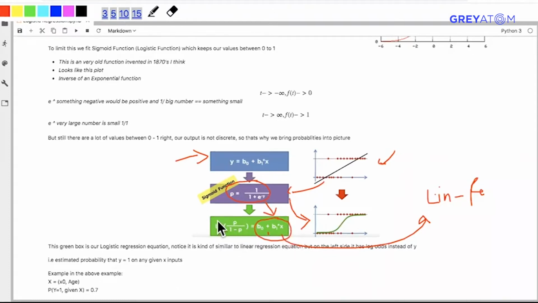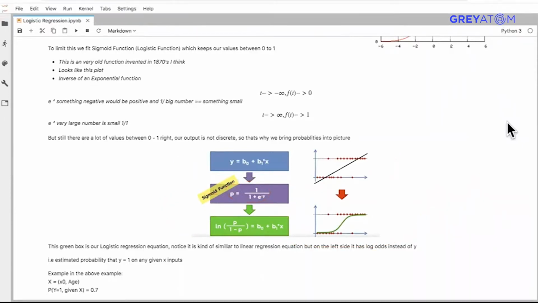But on the left hand side, to reach from here to here, we have to apply a log or a probability transformation. So this says on the left hand side that this is the log odds or the probability of this function. So it literally boils down to something like this.